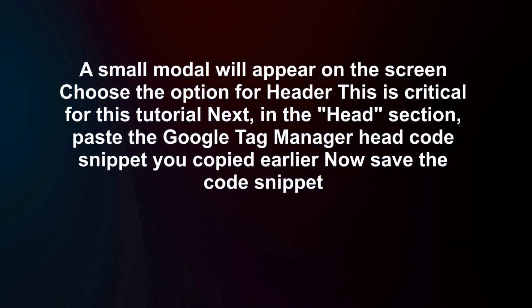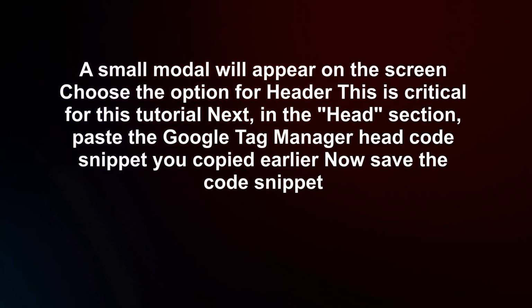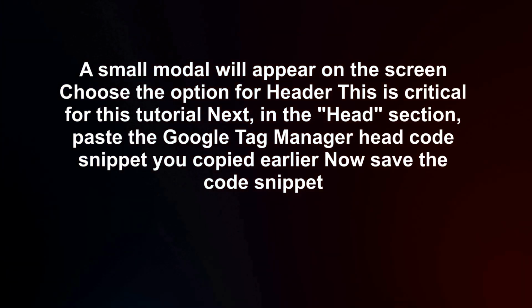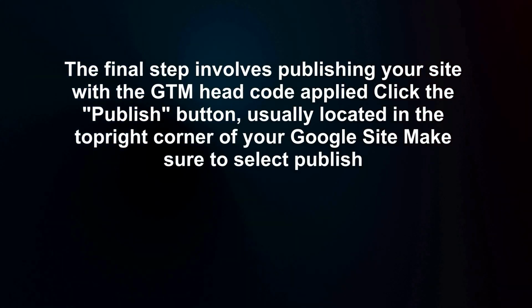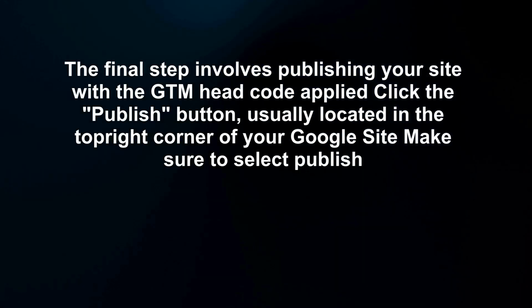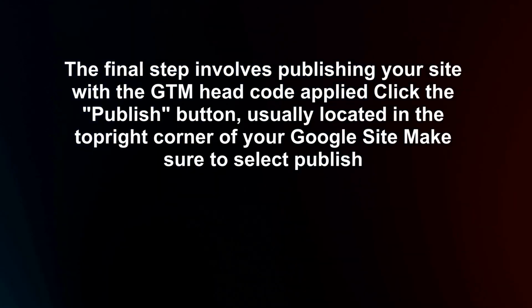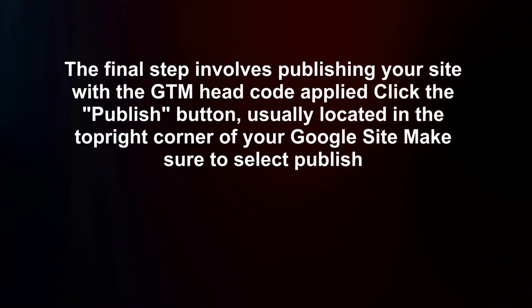Next, in the head section, paste the Google Tag Manager head code snippet you copied earlier. Now save the code snippet. The final step involves publishing your site with the GTM head code applied. Click the Publish button, usually located in the top right corner of your Google site. Make sure to select Publish.